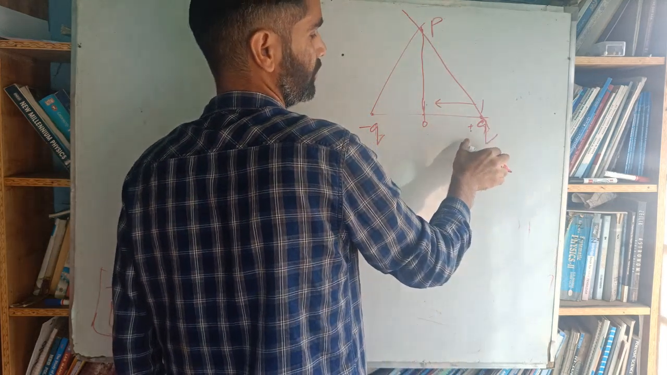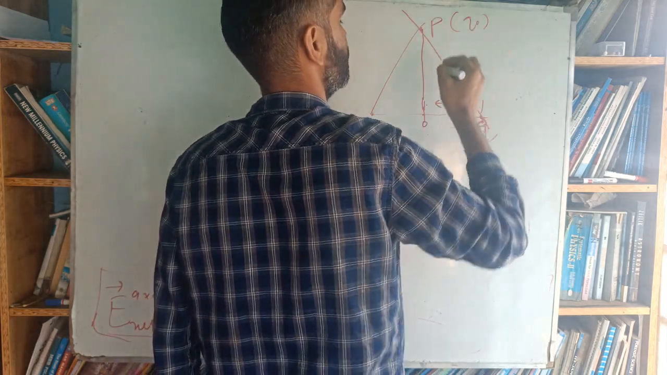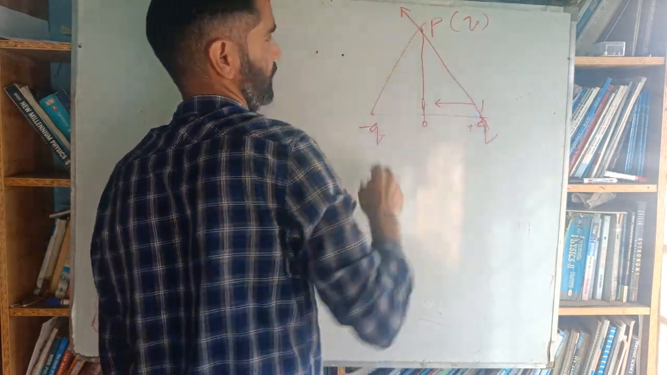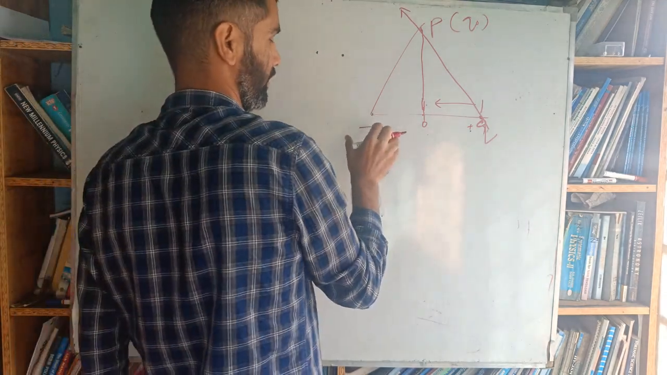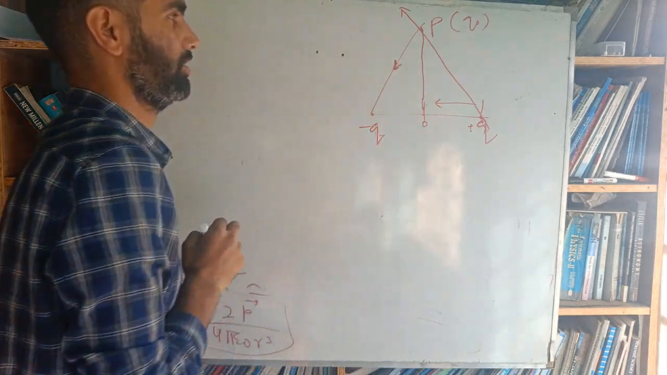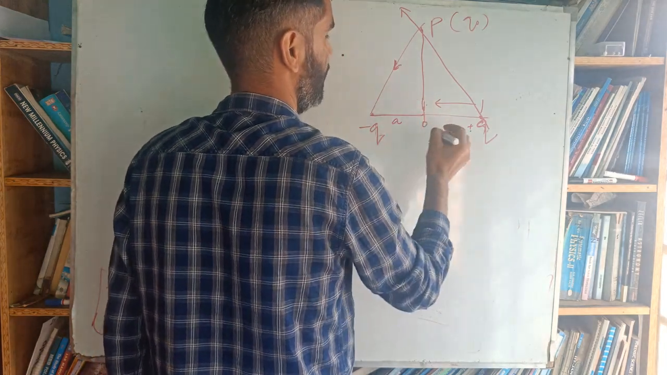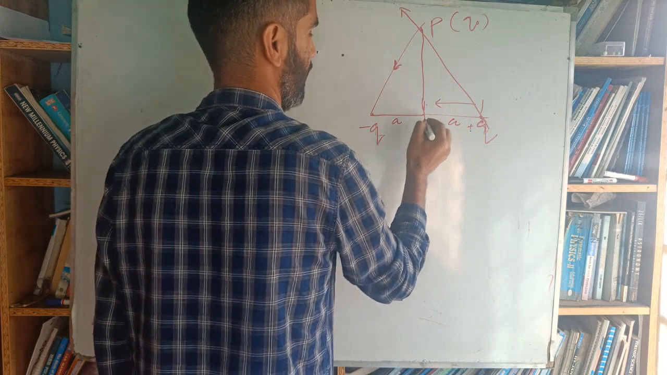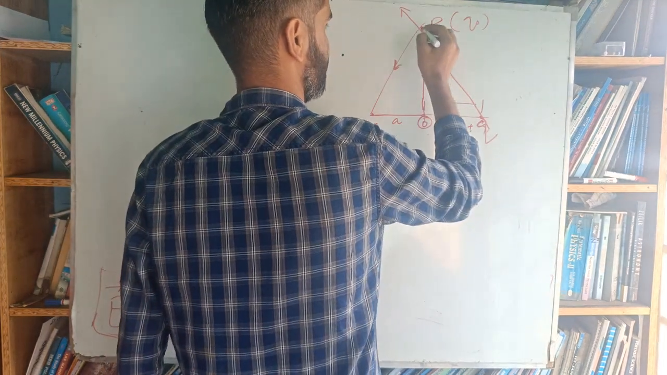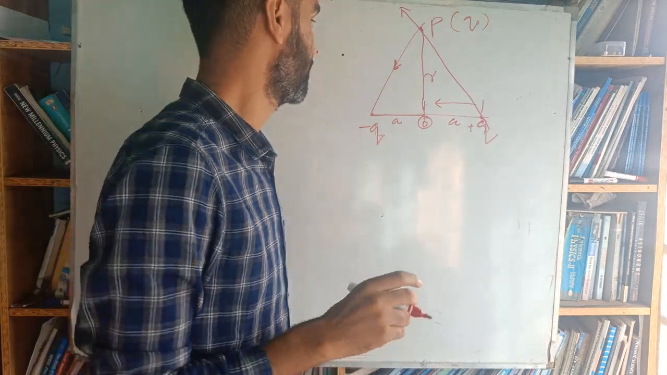So due to plus q, the electric field intensity at point P, where we consider a unit positive test charge, will be away from the point P. Here is the minus q charge, and the electric field intensity will be towards the minus q charge. So this side of this triangle is a, and this side of this triangle is a, and this is the center of the dipole O. This point P is at distance r from the center of the dipole.